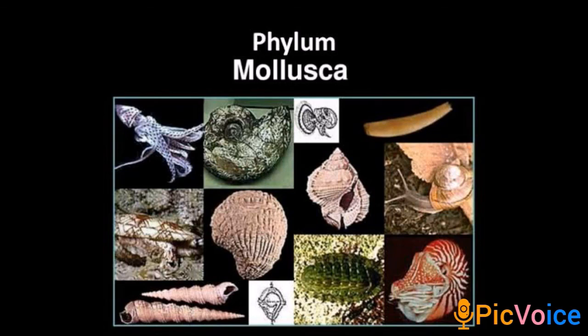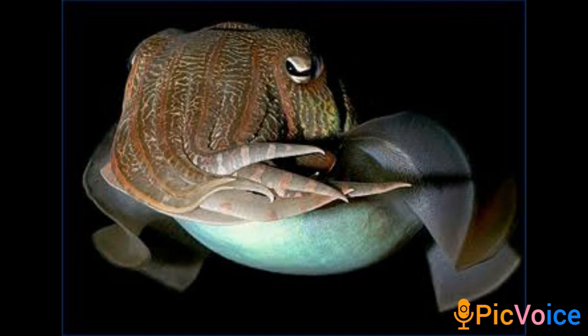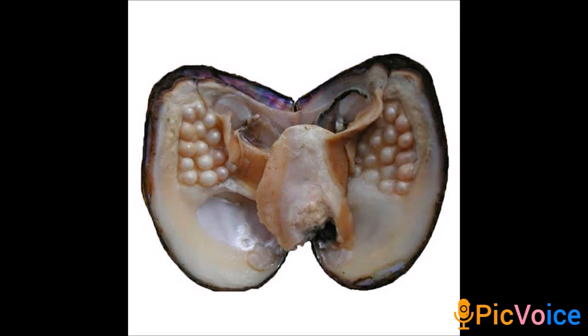In the anterior portion, the head region, they have sensory tentacles, and the mouth has a file like rasping organ for feeding. It is called the radula. Examples: Pila, also known as apple snail, and Pinctada, also known as pearl oyster. So these are the examples of phylum Mollusca.